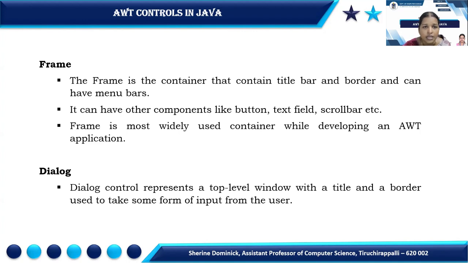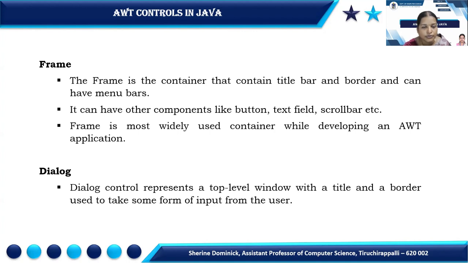Next is frame. The frame is a container that can contain title bar, border, and can have many menu bars. So it's the most preferable type of container that is in use. It can have other components like button, text field, scroll bar, etc. And the user commonly goes in for this type of container because it is more flexible. So frame is the most widely used container while developing an AWT application. In the examples that we are going to discuss today also, we have taken the frame container.